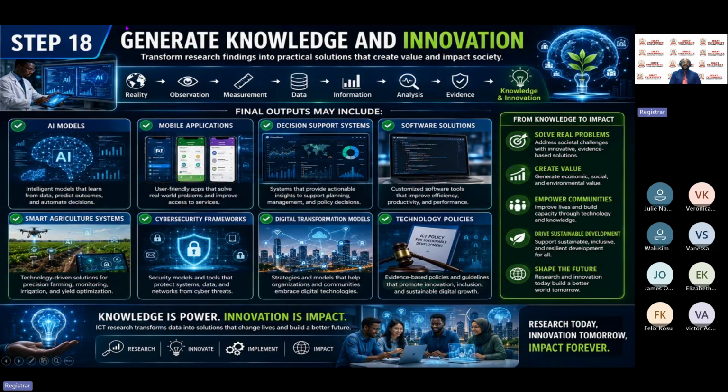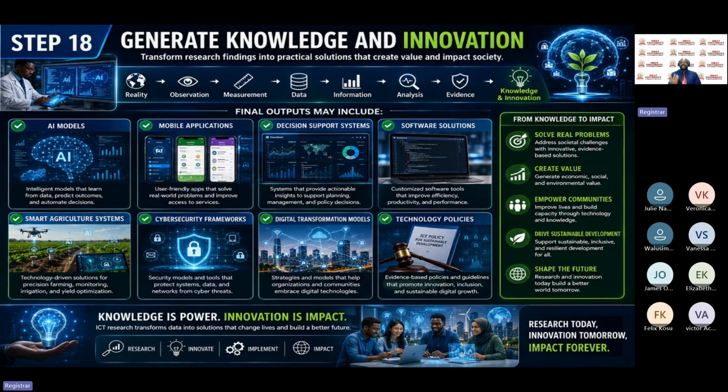If you are using AI models, that can lead to smart agriculture systems, isn't it? Cyber security, you can use applications. Digital transformation models for decision support systems. And software solutions for technologies and things. So first is the solution. That solution you embed using an IT model. If you have knowledge, that can be converted to innovation as an impact.